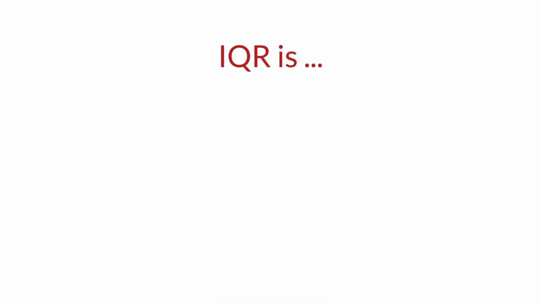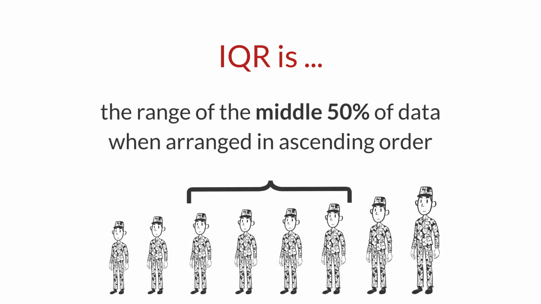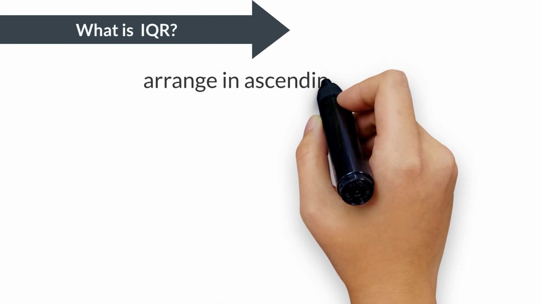So, what exactly is the interquartile range, IQR? In a nutshell, it can be described as the range of the middle 50% of data when arranged in ascending order. To be more specific, it's the range between the 25th percentile and the 75th percentile values. Let's illustrate this with a diagram.